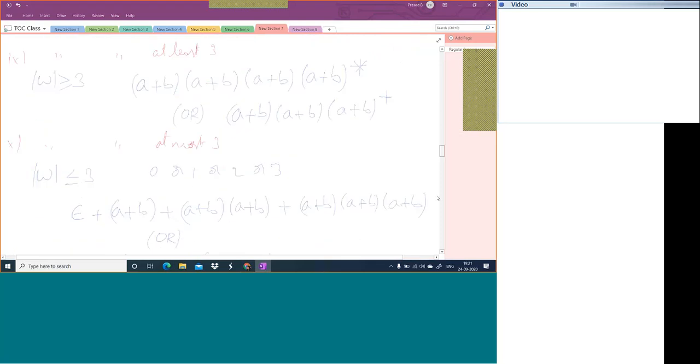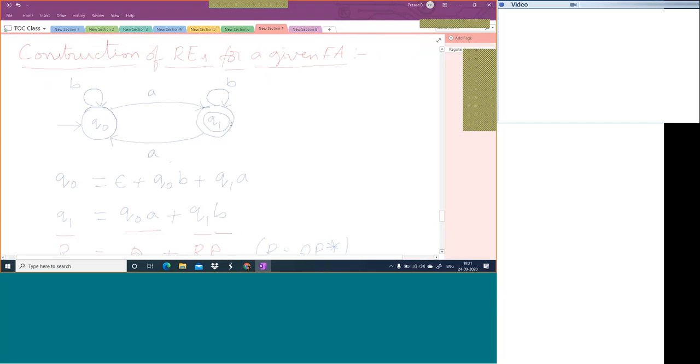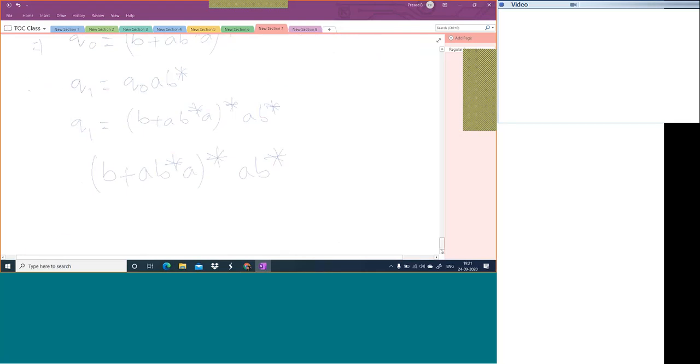What is the final state, ma'am? Q1. Then we require only the final state. So the final state is Q1. Whatever the final state, you have to write the expression for that final state only. And this is the answer for the final state.